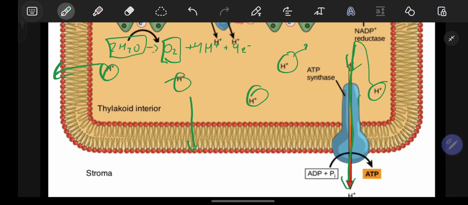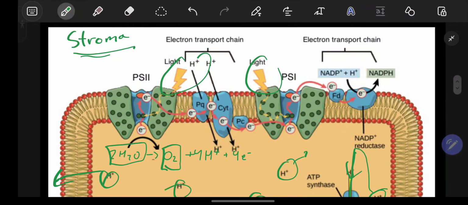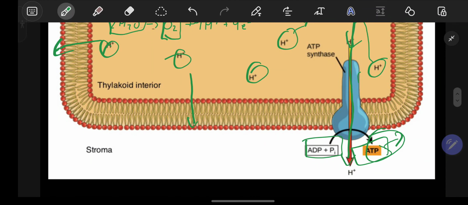Well, as they go through the ATP synthase, it kind of works like a crank, and the ATP synthase turns so that it turns ADP plus an inorganic phosphate into ATP, the energy molecule, which is what we want. So the whole point of the light-dependent reactions is to make lots of NADPH and then lots of ATP to be used later in the light-independent reactions.